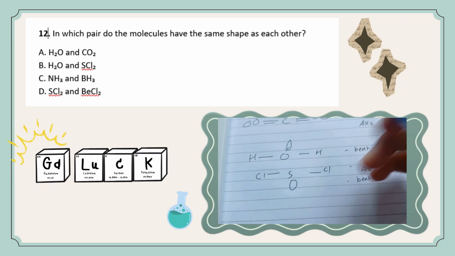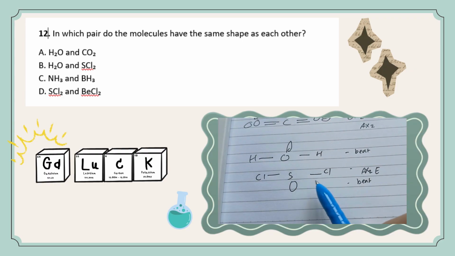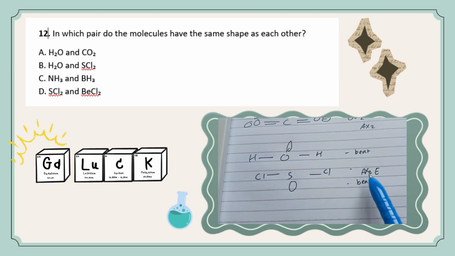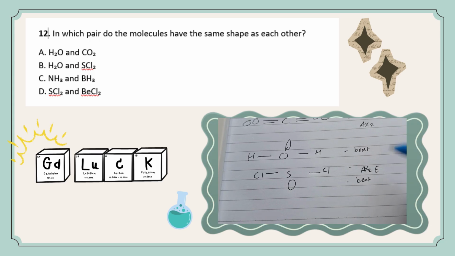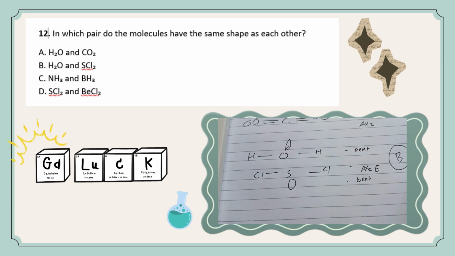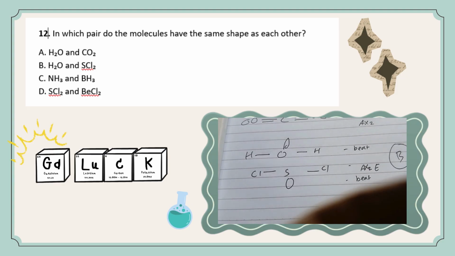We already know that H2O is bent, and we have H2S, which has 2 bonding pairs, also AX2, and 1 lone pair E, which means it also has bent shape. So bent and bent shape, this is the same, and the correct answer for this number is B.